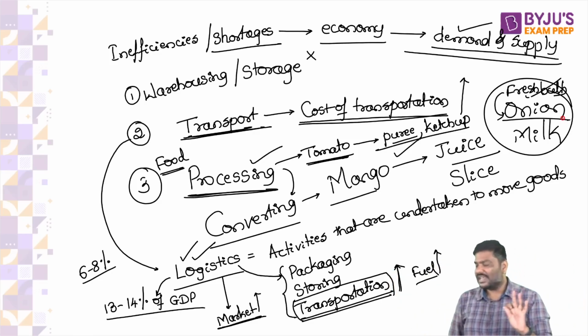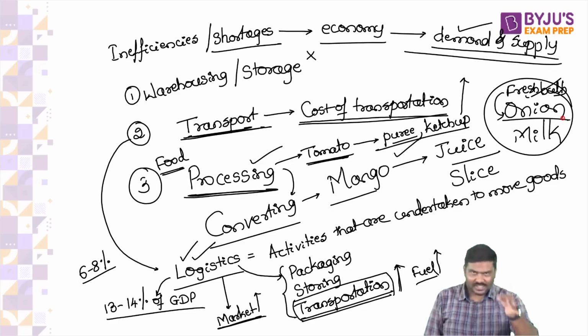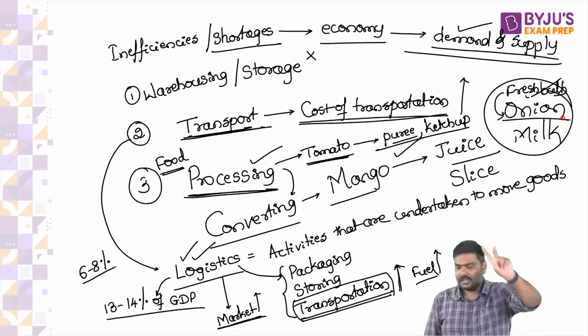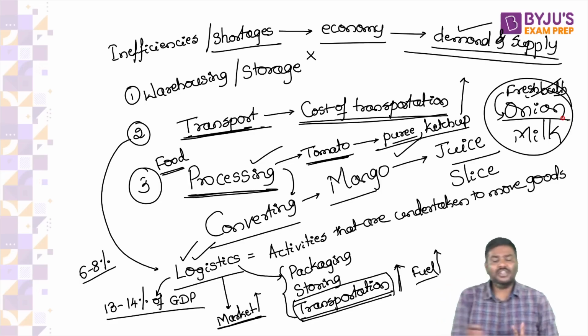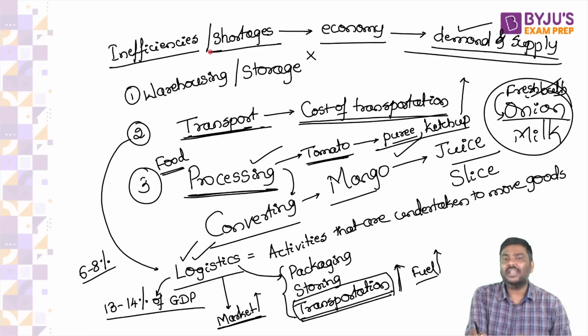Any problem with these examples? Can I say all the examples that I've given here, point number 1, 2, and 3, all of them are inefficiencies or shortages of the Indian economy?